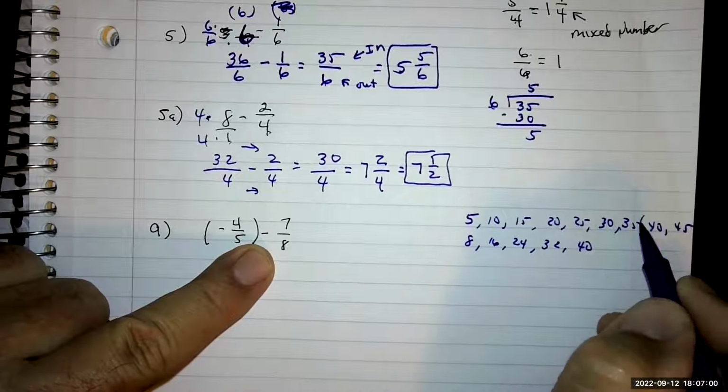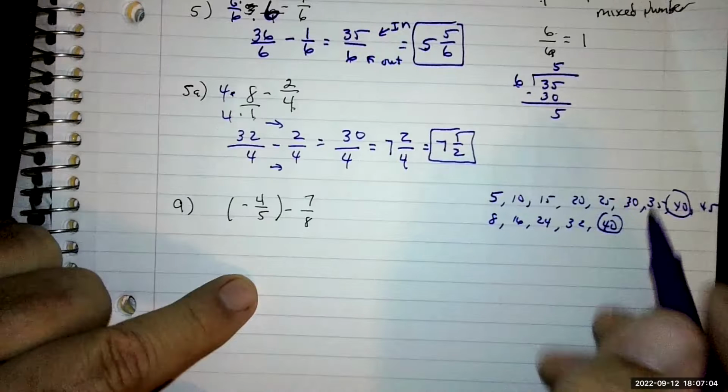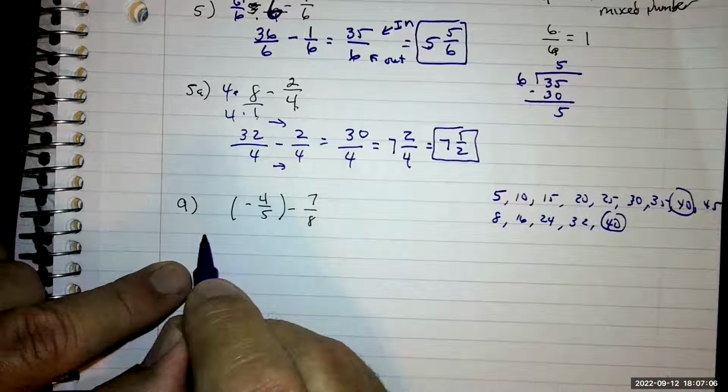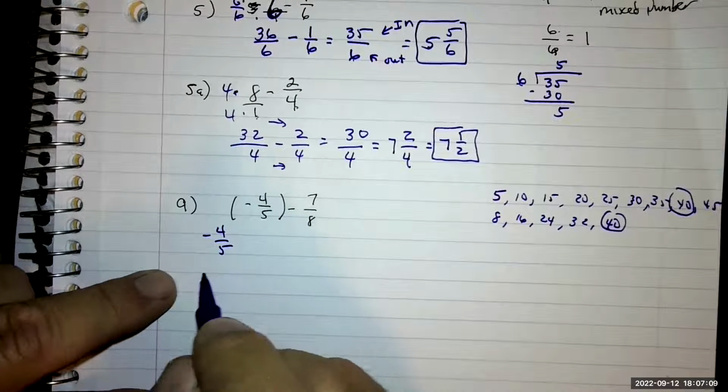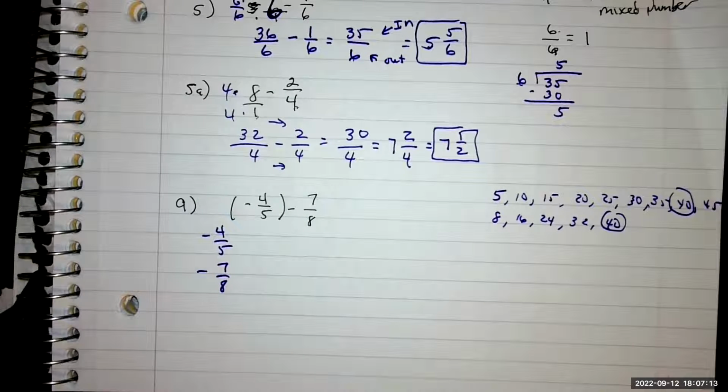And you can see 40 is my common denominator. So we could do this. I actually like writing them horizontally. Change colors here so you can kind of see how it stands out.